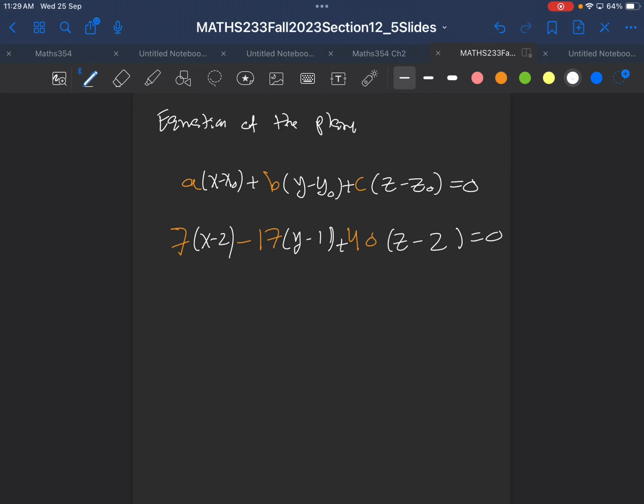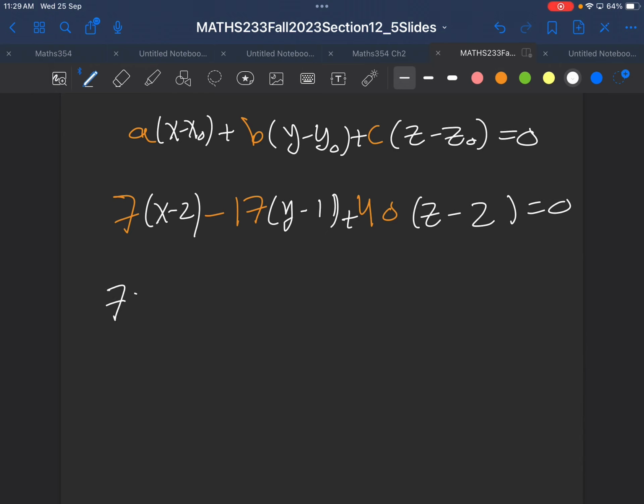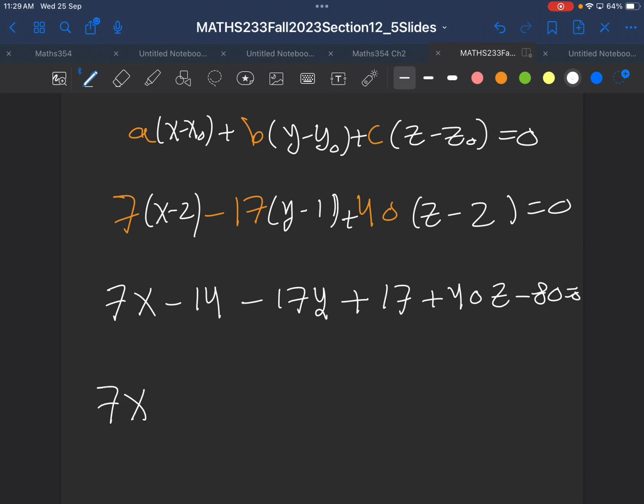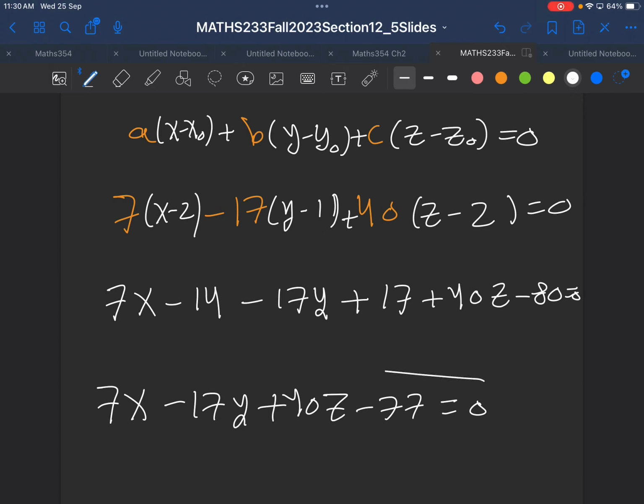And finally, of course, we can just simplify this. The final answer will be 7x minus 14, negative 17y plus 17, finally 40z minus 80 equal to 0. Now, if we bring the numbers together, this will be 7x, negative 17y, plus 40z. Finally, we have negative 80 plus 17 minus 14, and that will give me, all in all, the final answer here. And that is the equation for the plane.